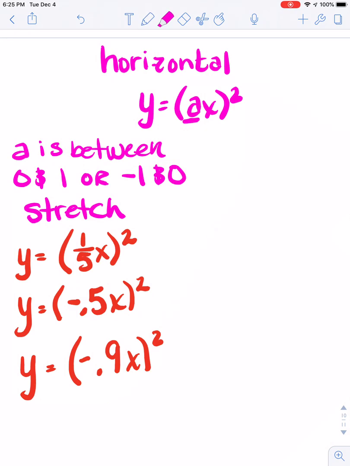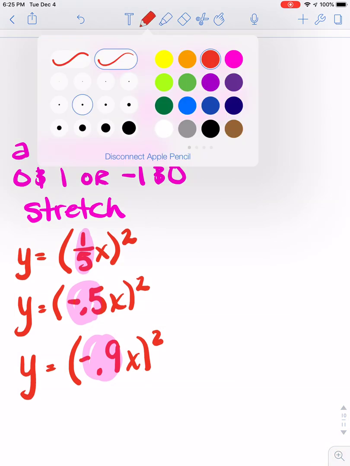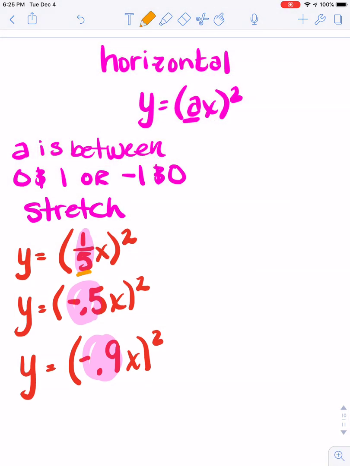Now again, remember, I'm focused on this value. That's my A value. So if I'm looking at this one, if it is 1/5, that means it's between 0 and 1. It's -0.5 or -0.9. Those are between -1 and 0. So this would fit into the stretch.